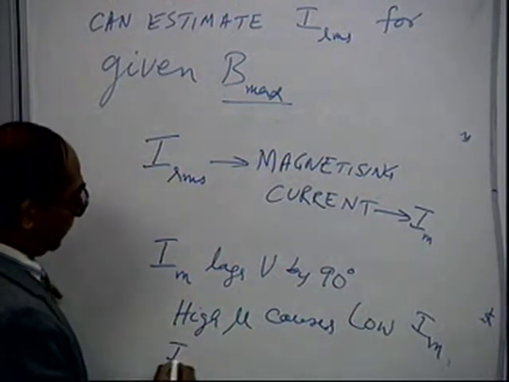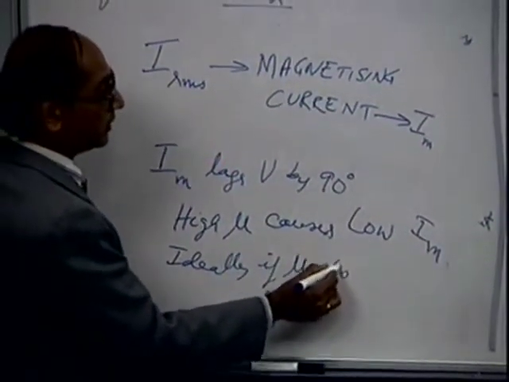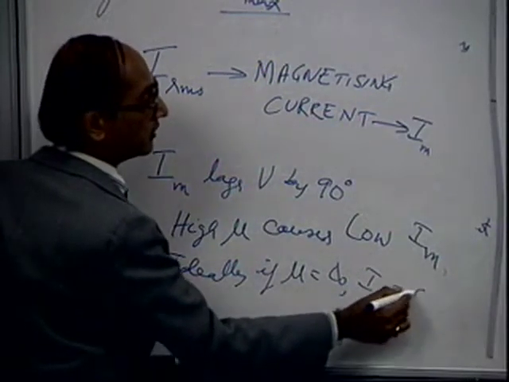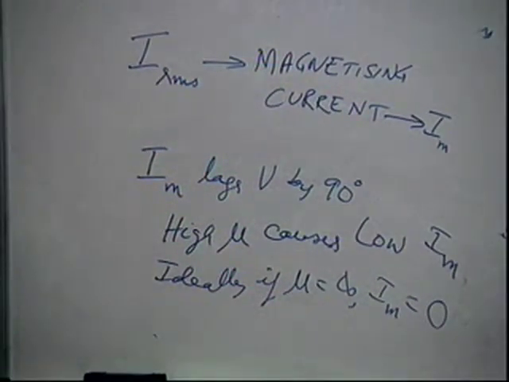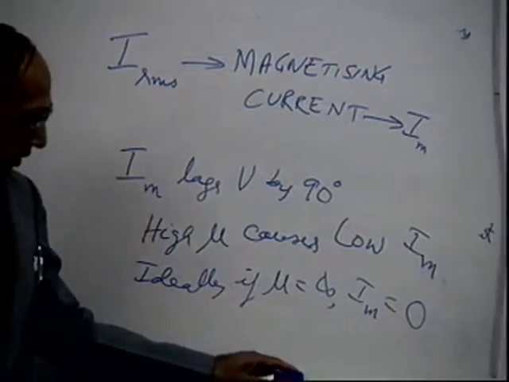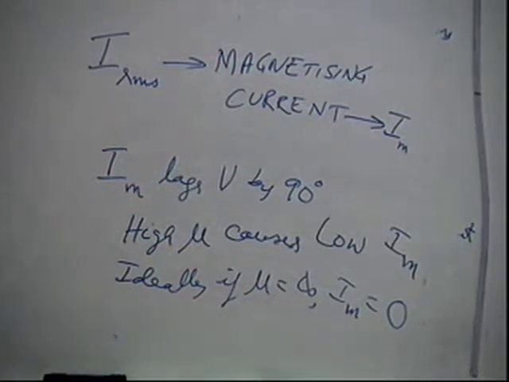That means ideally, if mu is infinity, then IM is 0. It should not draw any current when mu is very large. Now we have an AC magnetization, which is in contrast to the DC magnetization. So you don't use the DC magnetization curves, but you use these AC magnetization curves, and that is frequency dependent.